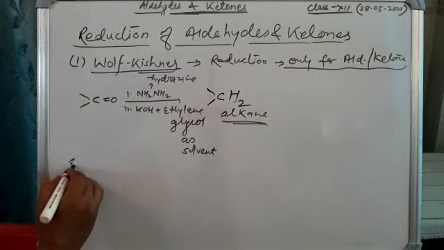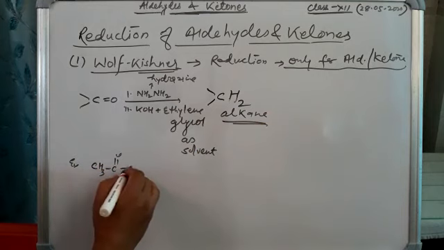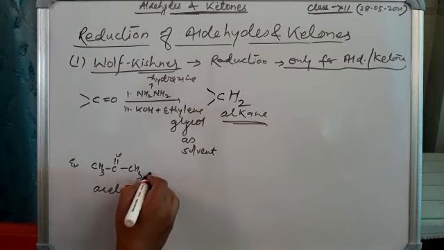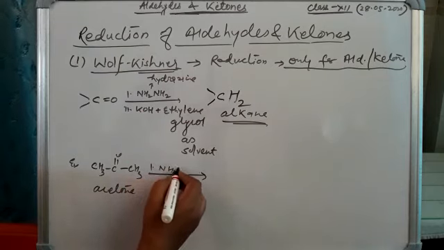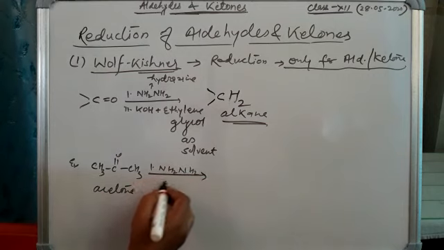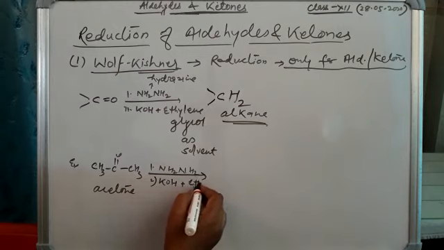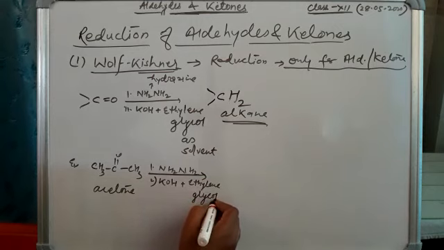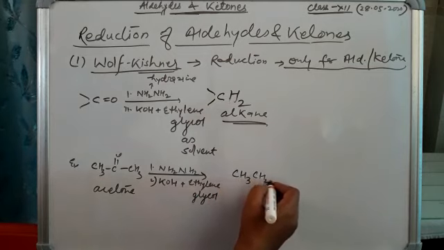For example, if we take acetone and treat it first with hydrazine, then in basic medium, potassium hydroxide, with ethylene glycol as the solvent, the formation of propane takes place.